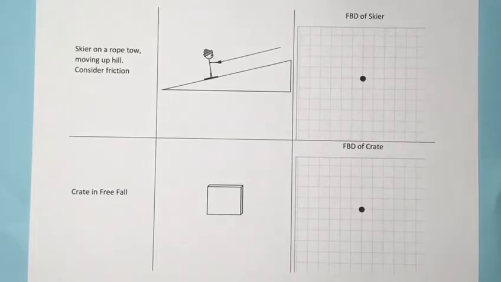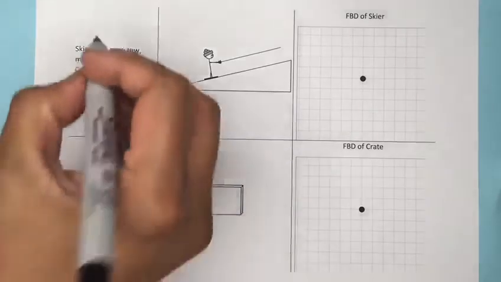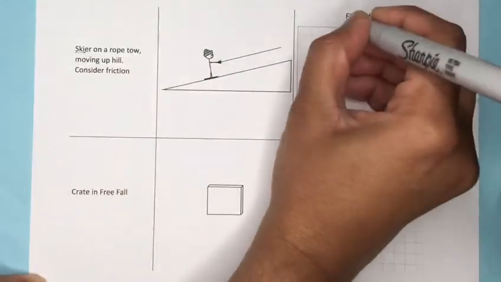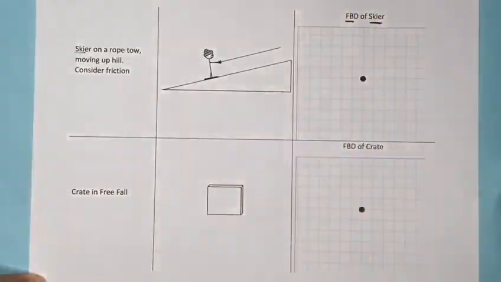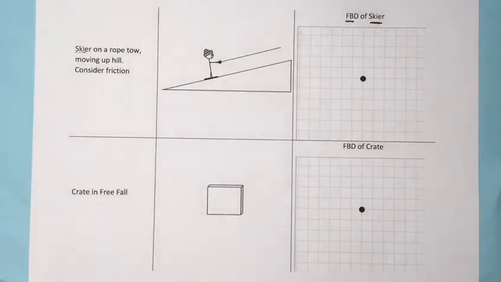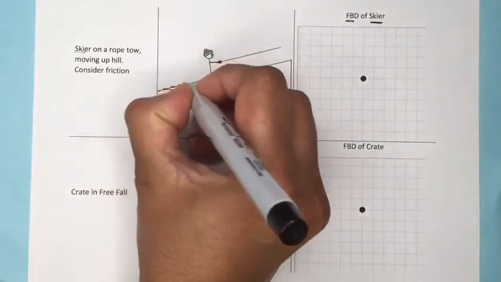In this problem, we are going to draw a free body diagram for the skier. So the skier is moving uphill. So the first thing is we have to identify the object of interest. So the object of interest is the skier, and we are trying to draw a free body diagram.